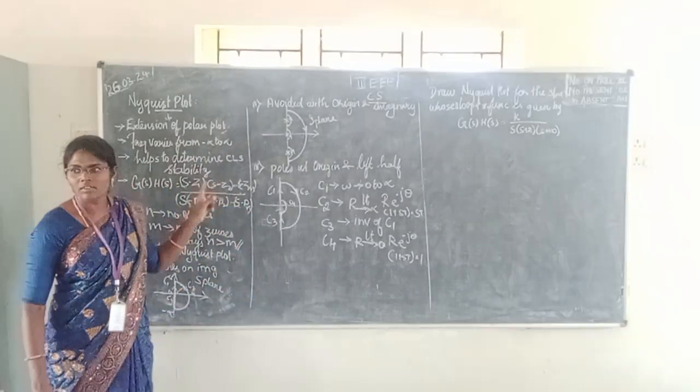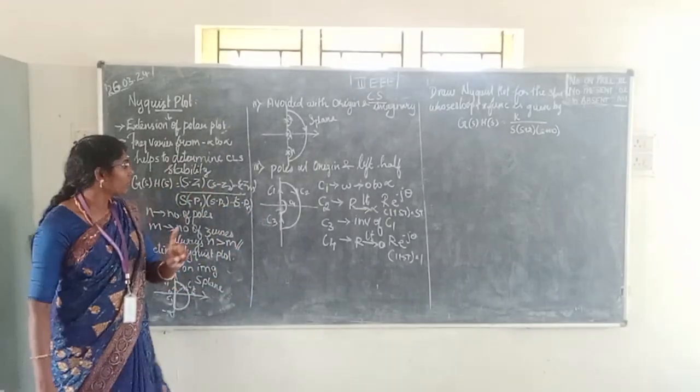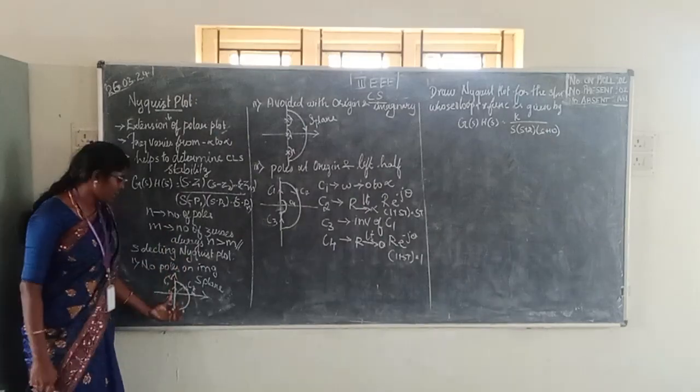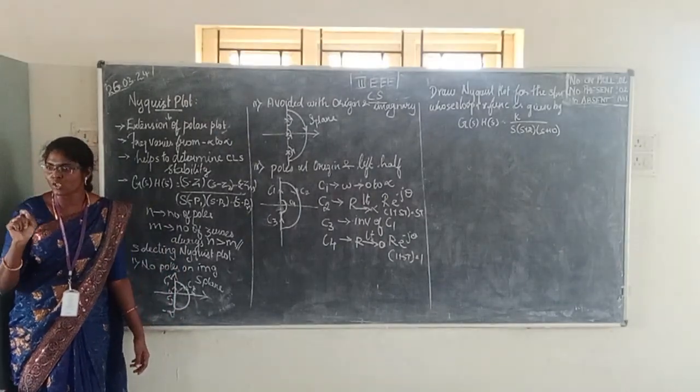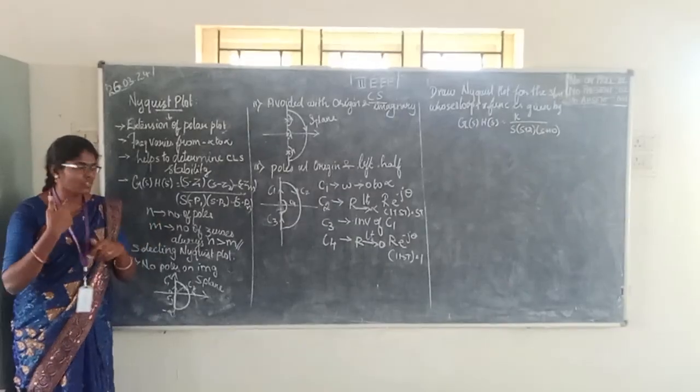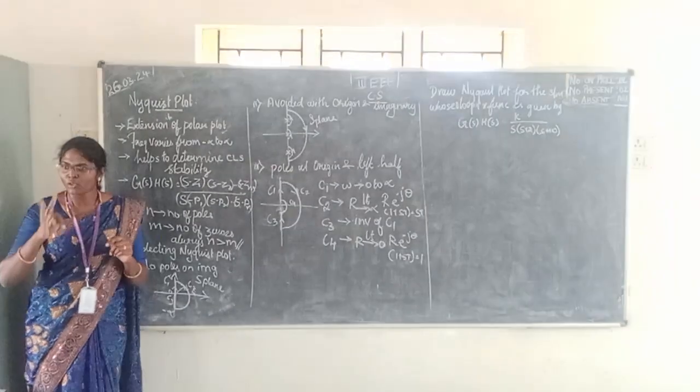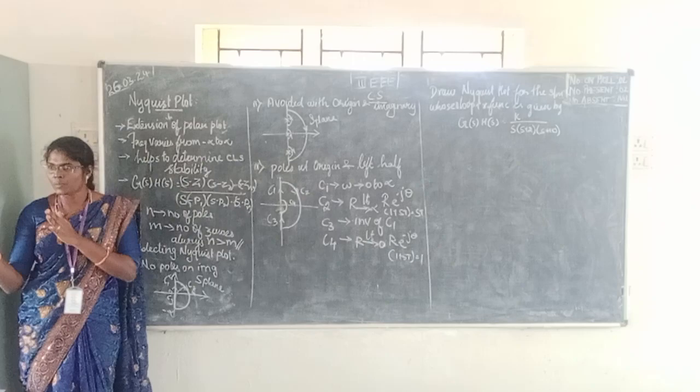Nyquist plot. Yesterday we have seen a basic problem, based on the case where there are no poles at 0. Today we are going to see one more problem. Let me first tell you what kinds of Nyquist plot there are.